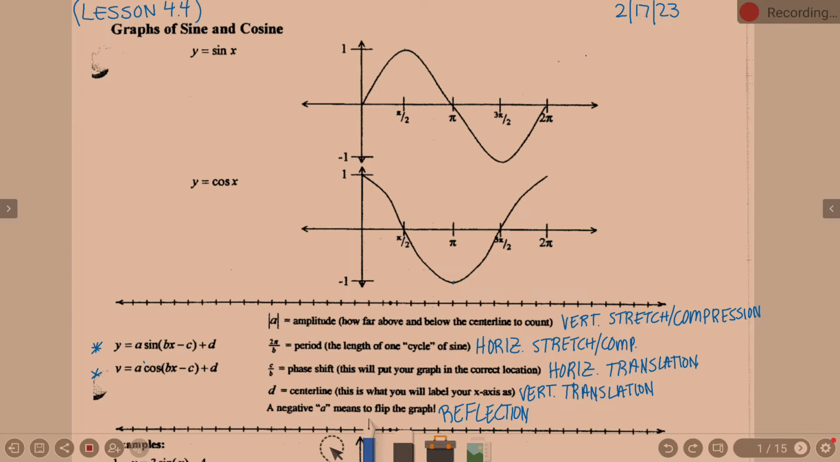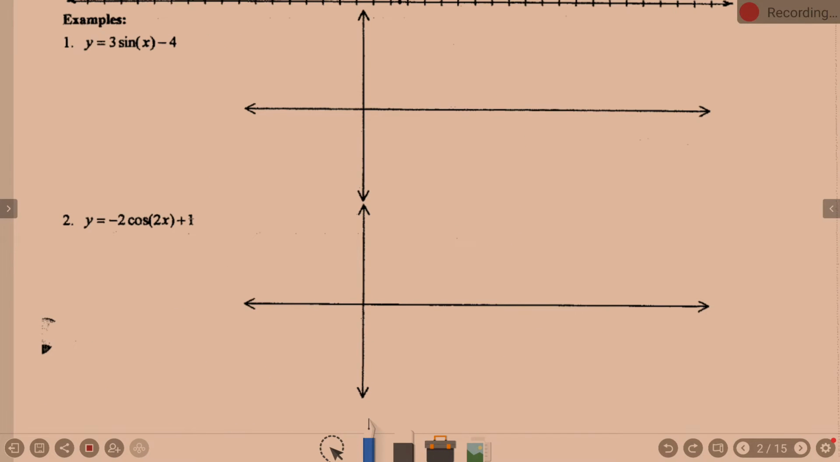Okay. So, ready to try one of these graphs? Ready as I'll ever be. Good answer. Okay. y equals 3 sine of x minus 4.